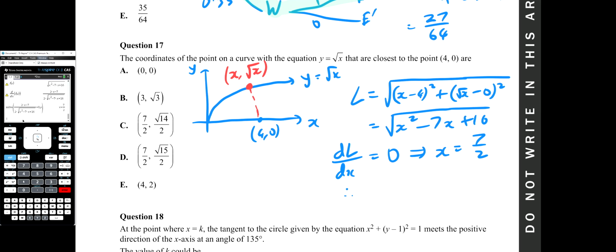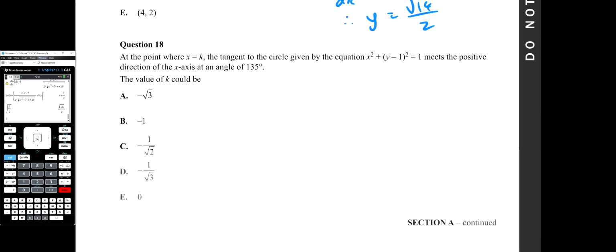So therefore the coordinates, we need the y value, so we just need the square root of 7 over 2, because y equals square root x, we end up with root 14 on 2. So the coordinates of the point that are closest are 7 on 2, comma, root 14 on 2, which is option C. There we go.